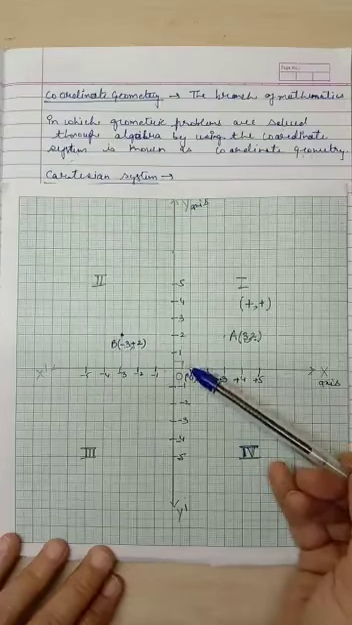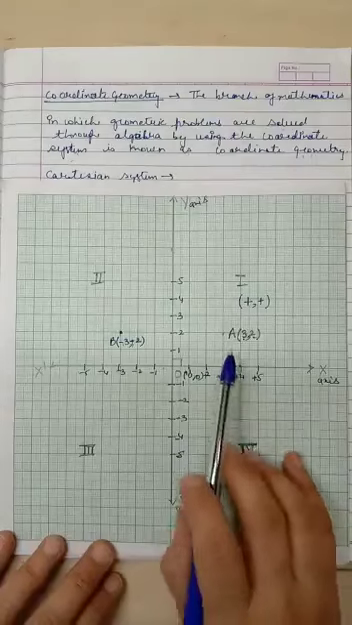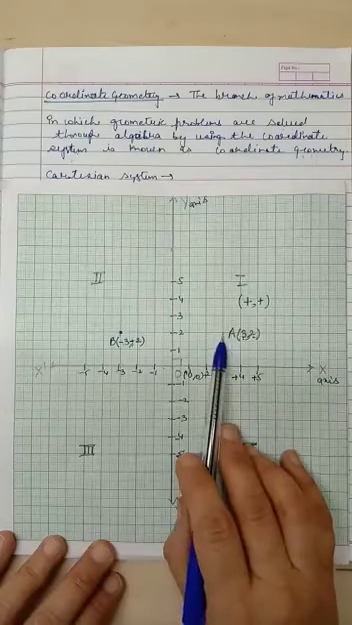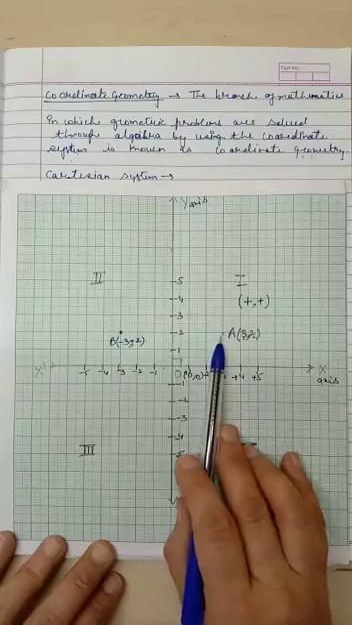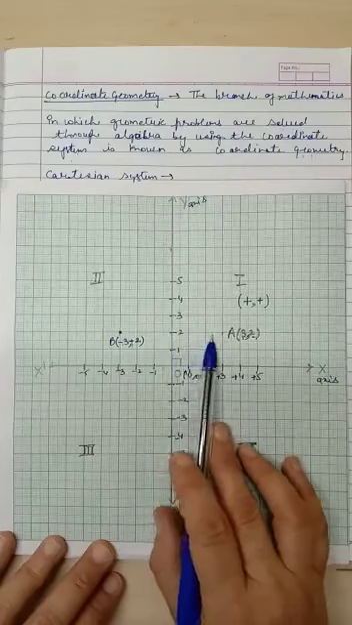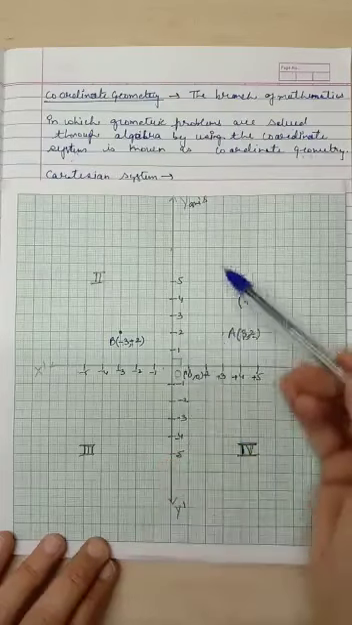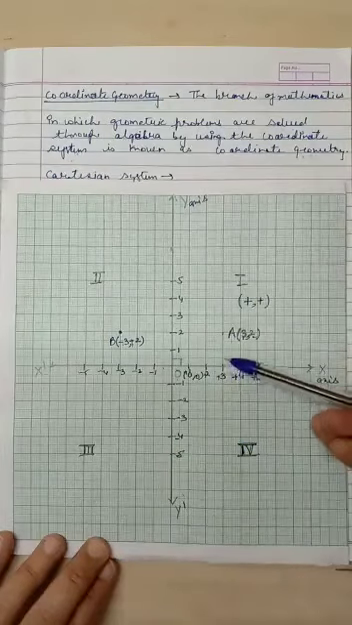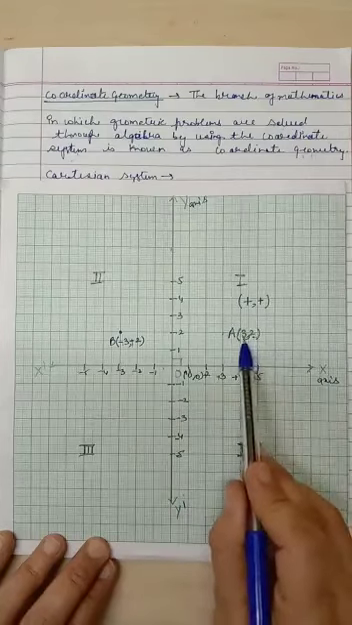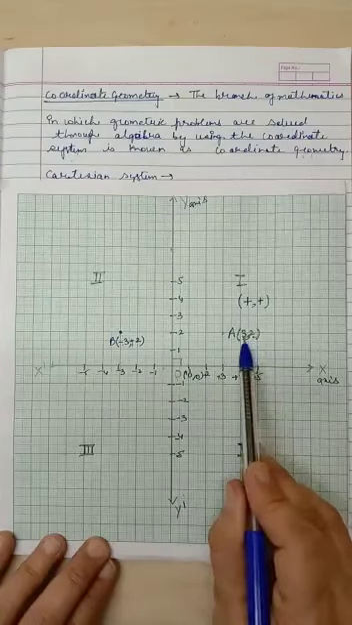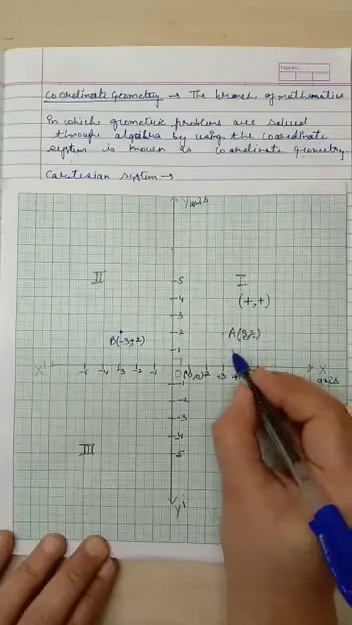Now let us understand this more precisely. If we want to locate point A, suppose point A is lying here. This point A is 3 centimeters away from the vertical line and 2 centimeters above the x-axis. So the position of this point is (3, 2). Why (3, 2)? Because the x coordinate we have to write down first of all.